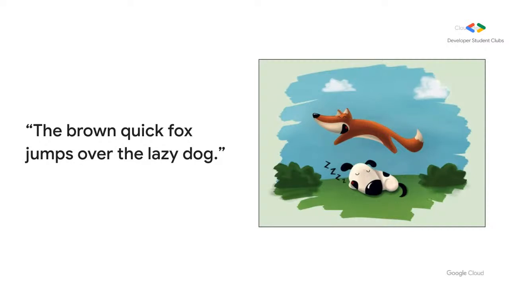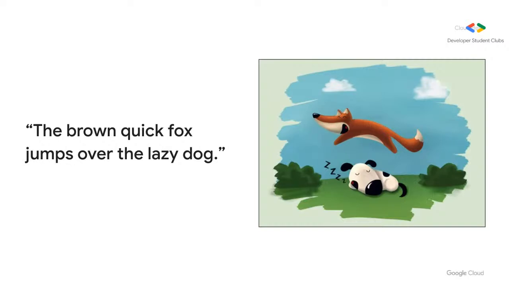Here is another example. We have this sentence, the brown quick fox jumps over the lazy dog. Does anyone know what's special about this sentence? Any thoughts, any ideas? This is a very classic sentence, actually. Cool, yes. This sentence is special because it has every single letter of the alphabet in it. Now, does anyone notice anything wrong with this sentence? Do you find anything different in this sentence? Yes, it should be the quick brown fox instead of the brown quick fox.